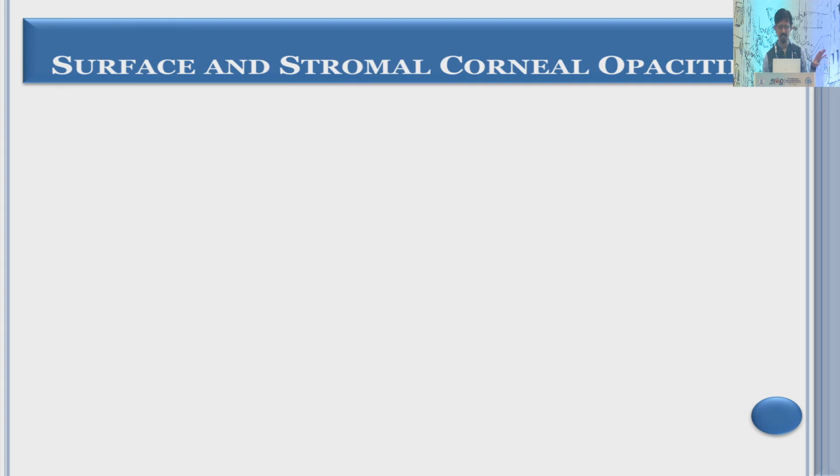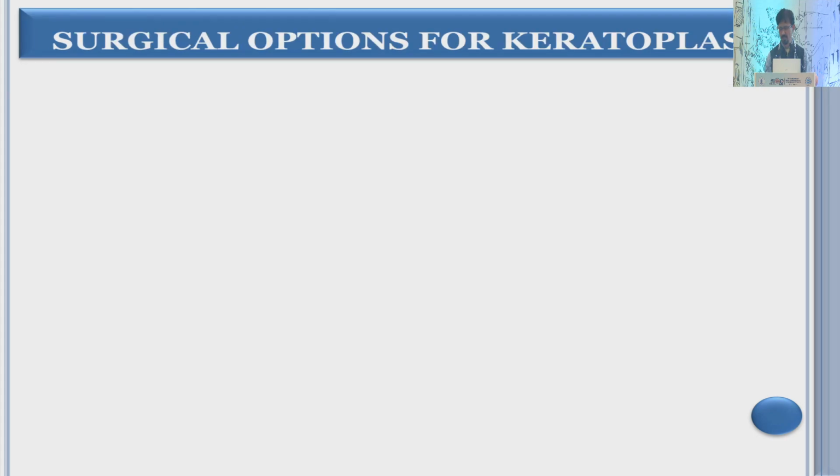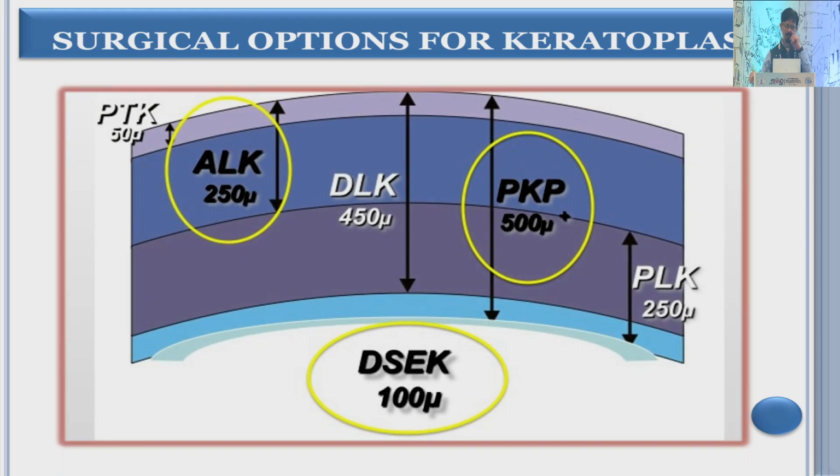So I'll be covering the surface and stromal corneal opacities, how to handle them. Now, if you have a corneal opacity which is located only up to, say, around 60, 70, 80 microns, then you can manage with PTK. Up to 100 microns you can manage with PTK, phototherapeutic keratectomy with excimer laser. If it's very superficial, you can even manage by regularizing with alcohol delamination, and by use of a diamond burr you can smoothen the surface.